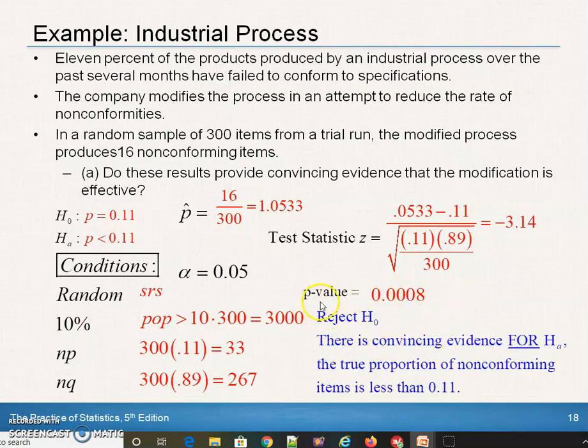So, since the p-value is small, that means we reject the null hypothesis. It's smaller than alpha, the 0.05. And that means there is convincing evidence for the alternative. It's too far away from this 0.11. Now, in this case, that's good. So sometimes rejecting the null hypothesis in favor of the alternative is good. So the true proportion of nonconforming items is less than 0.11. That's what you wanted.